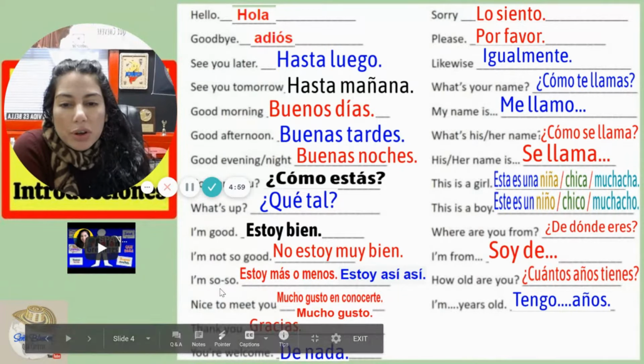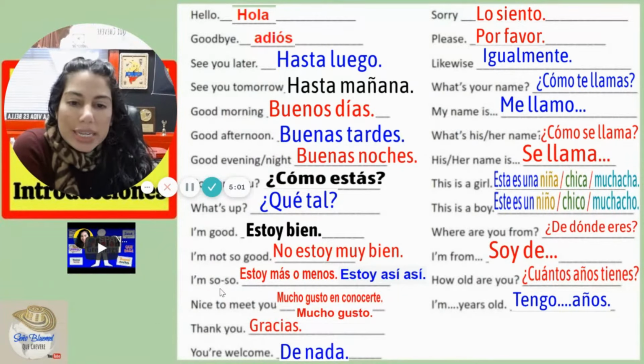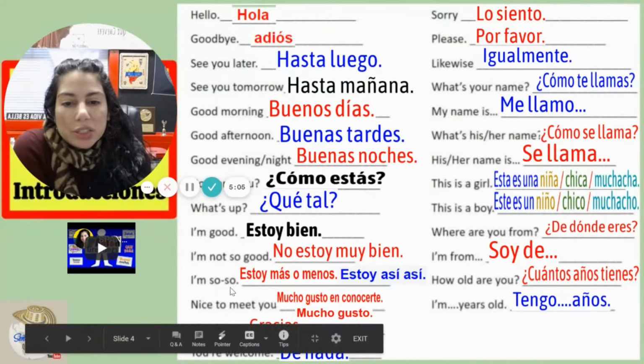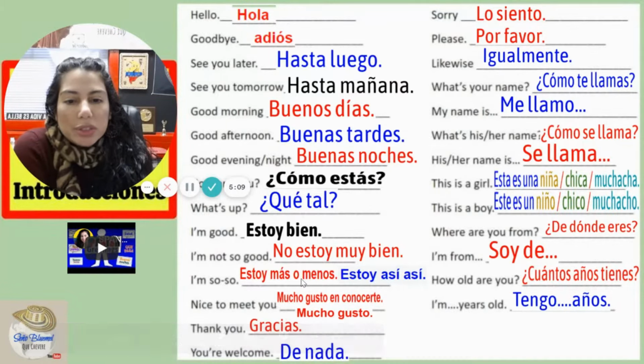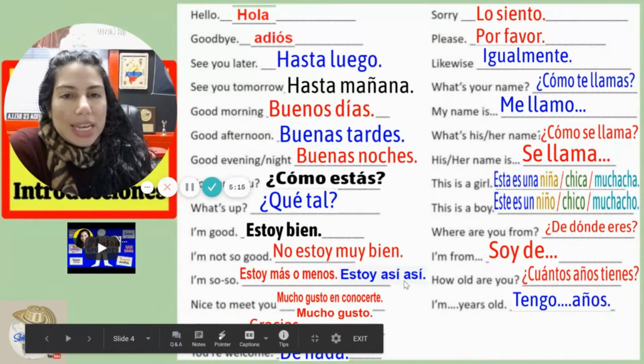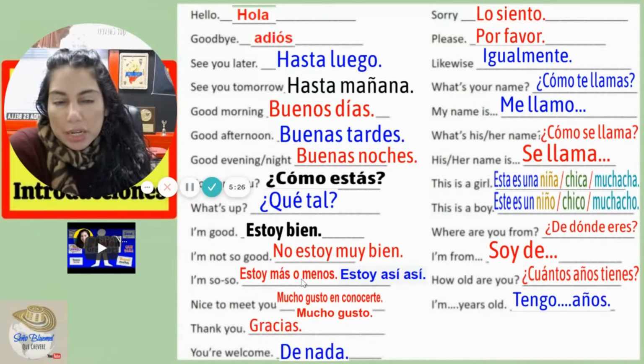I'm so-so. There's two ways you can say that, or three ways. I listed here two ways. One way is to say estoy más o menos. So I'm more or less. Or you can say, estoy así. I prefer to say estoy más o menos, or I say estoy regular. That is also like so-so.